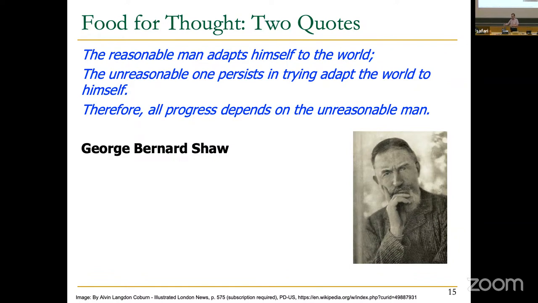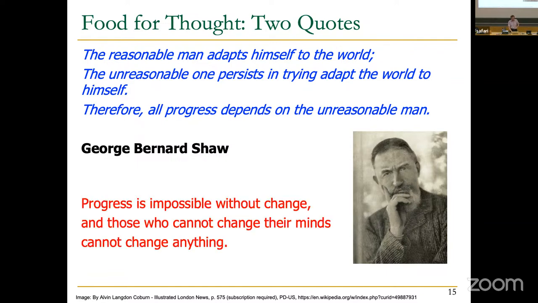Even unreasonable and bad actually leads to progress in the end, but it may take a long time to get to the progress. But unreasonable and good leads to progress faster, let's say. But basically, this is another thing that this person said: progress is impossible without change, and those who cannot change their minds cannot change anything. And I think that's good to also think about. Again, I'm asking you to reflect upon this as opposed to taking this as a given.